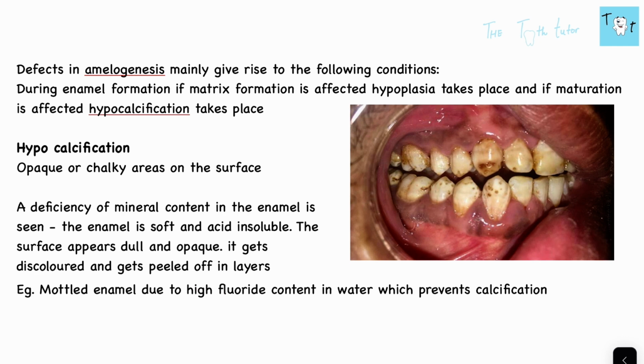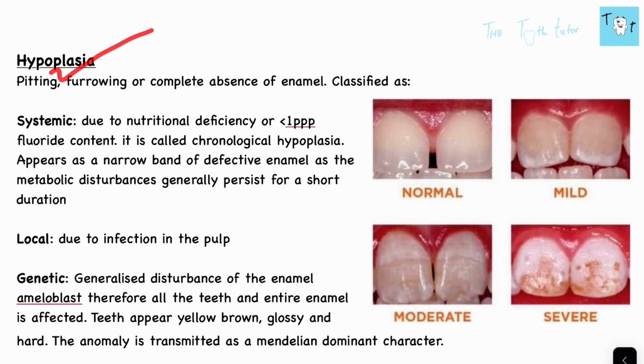enamel. Okay, so this was during mineralization, and what will happen when the amelogenesis is affected during matrix formation? That is hypoplasia. So what happens in hypoplasia? Pitting, furrowing, or a complete absence of enamel. So all these three conditions are examples of hypoplasia. Okay, it can occur due to three causes. It can be systemic, it can be local, or it can be genetic.